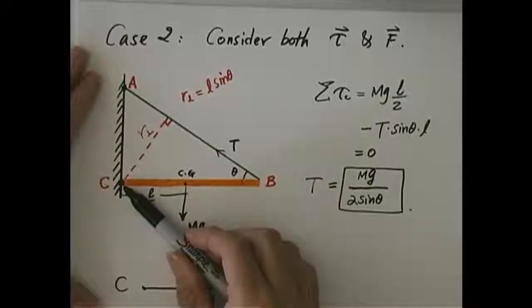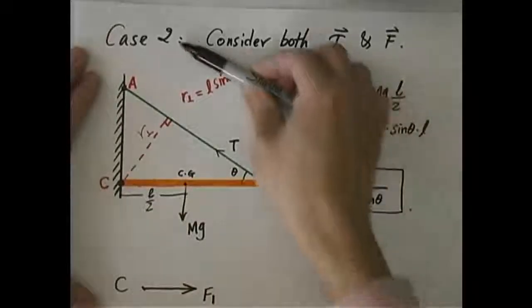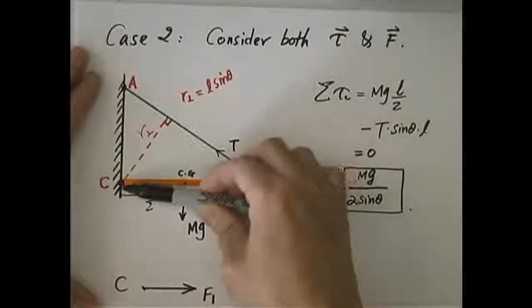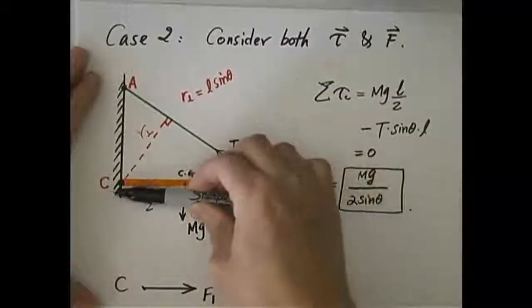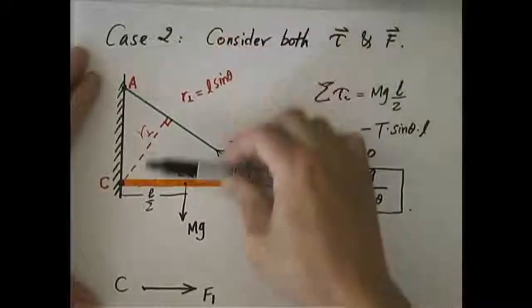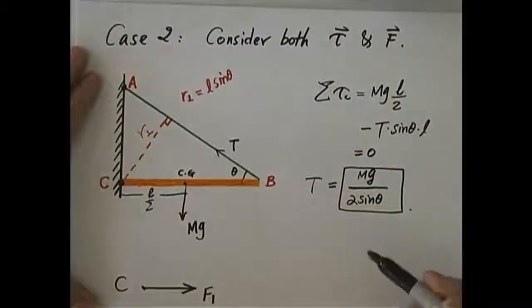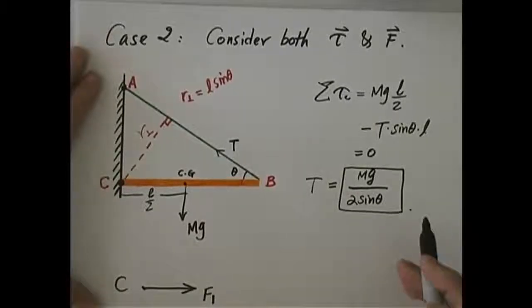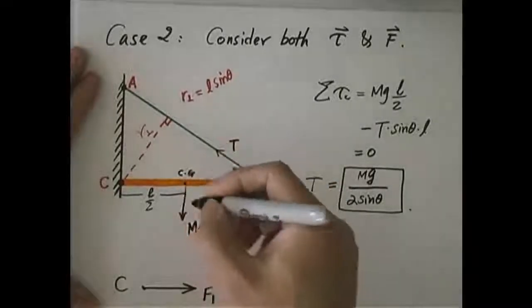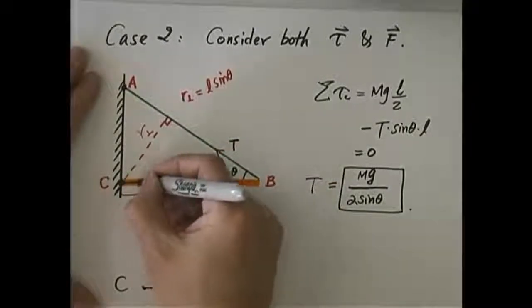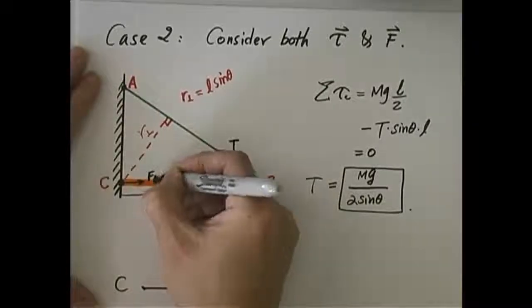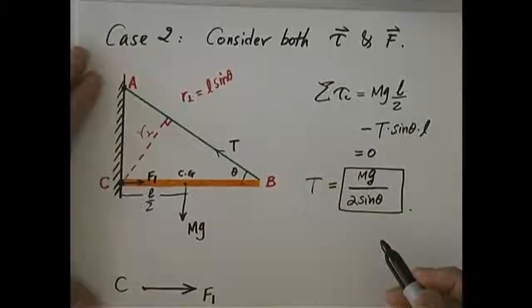Point C is subject to a horizontal force which has to provide a counterclockwise torque. So you see, that is why the force has to point this way, because that's the only way to provide a counterclockwise torque. If it points that way, that's a clockwise torque again, so that cannot cancel with the torque of mg. So no matter how you look at it, there is a horizontal force pointing this way. Okay, F1. I don't know what it is, but it has to point this way.